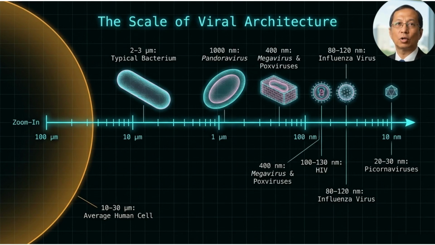The scale of viral architecture is truly microscopic. To put it into perspective, an average human cell is about 10 to 30 micrometers, and a typical bacterium is 2 to 3 micrometers. Viruses, however, are significantly smaller. For instance, the Pandora virus measures around 1,000 nanometers, while megaviruses and poxviruses are about 400 nanometers. Smaller still are the influenza virus at 80 to 120 nanometers, HIV at 100 to 130 nanometers, and the tiny picornaviruses, which are only 20 to 30 nanometers in size.